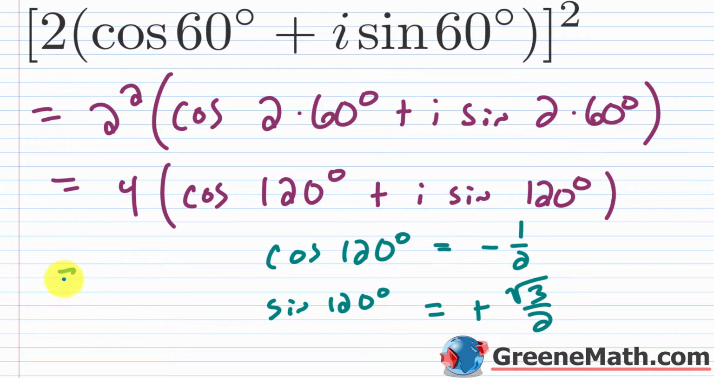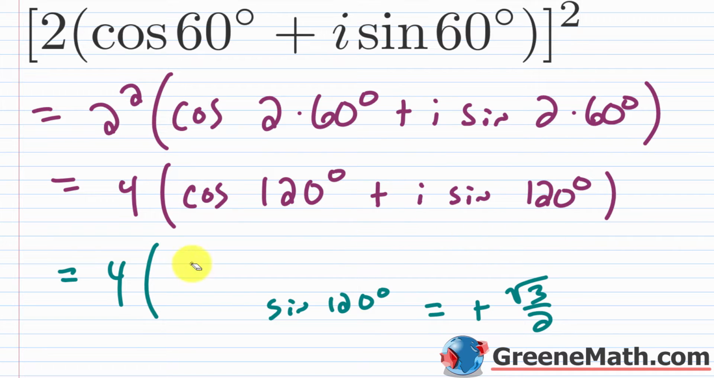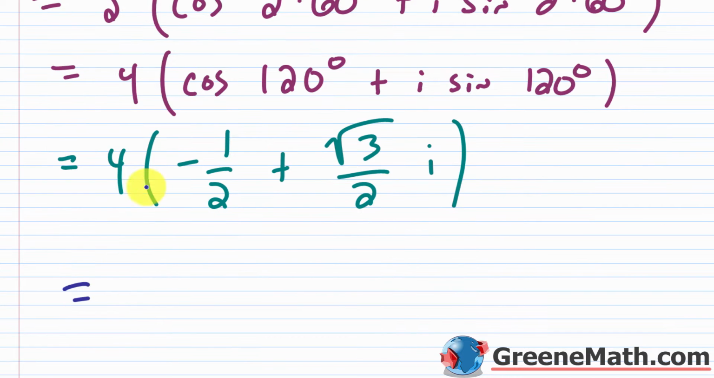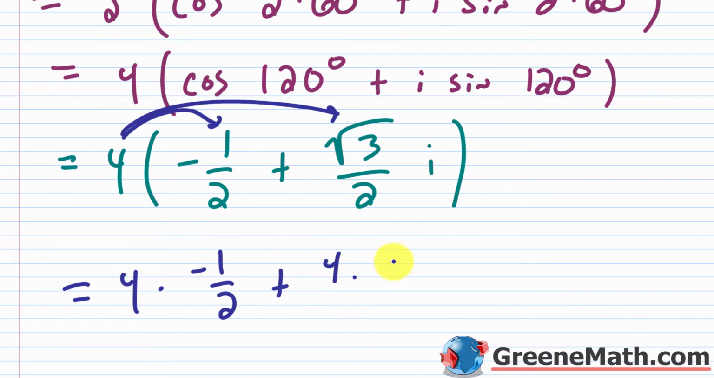And let's say that this is equal to 4 times the quantity. This for the cosine of 120 degrees, again, that's just negative 1/2. So this is negative 1/2. And then we're going to replace the sine of 120 degrees with square root of 3 over 2. So let's go plus square root of 3 over 2. So then times I, you can put it like that, or you can put it there. Again, whatever you want to do. So let's say this equals, I'm going to distribute this 4 to each guy here. So you'd have 4 times negative 1/2 plus 4 times square root of 3 over 2 times I.